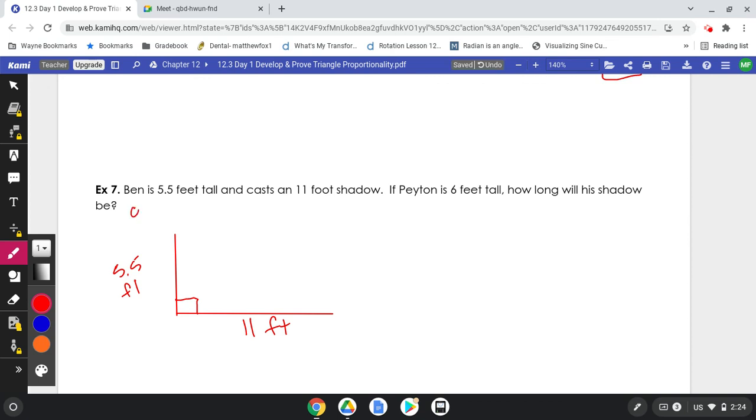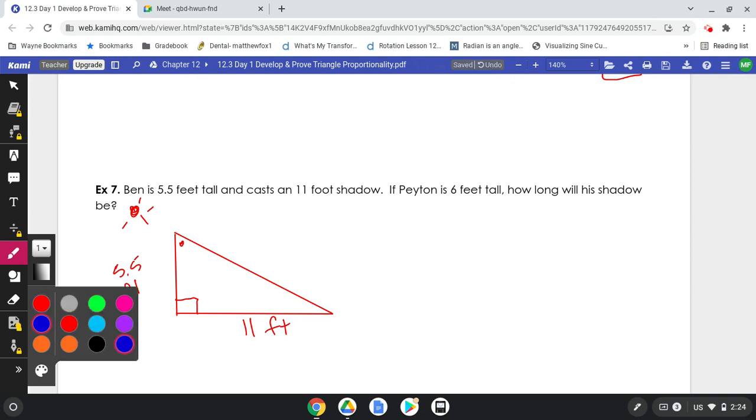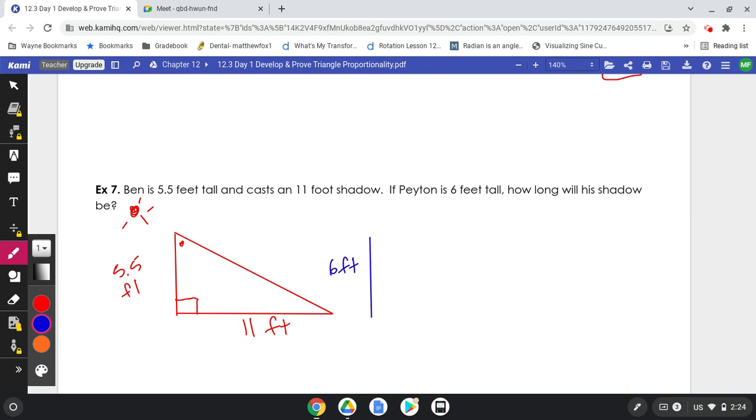Meanwhile, the sun is somewhere up here coming down, so whatever this angle is, that's the angle from the sun, okay? Now, likewise, Peyton is standing there, and if they're standing beside each other, they'd probably be right beside each other, but if he stands right here and we say he is 6 feet tall, we want to know how far his shadow will be.